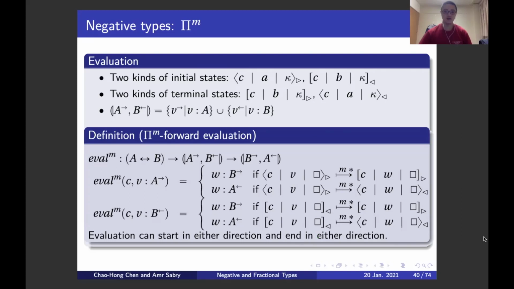Now let's think about evaluation. Since now we can go forward and backward, and the resulting state can also be a forward state or a backward state, we need to deal with two possibilities of initial state and two possibilities of terminal state. So here we use this composite set, which has a union of a value of A in the forward direction and a value of B in the backward direction. So the differential evaluation is like this: if we have a combinator from types A to B, then it goes from forward A, backward B to forward B, backward A.